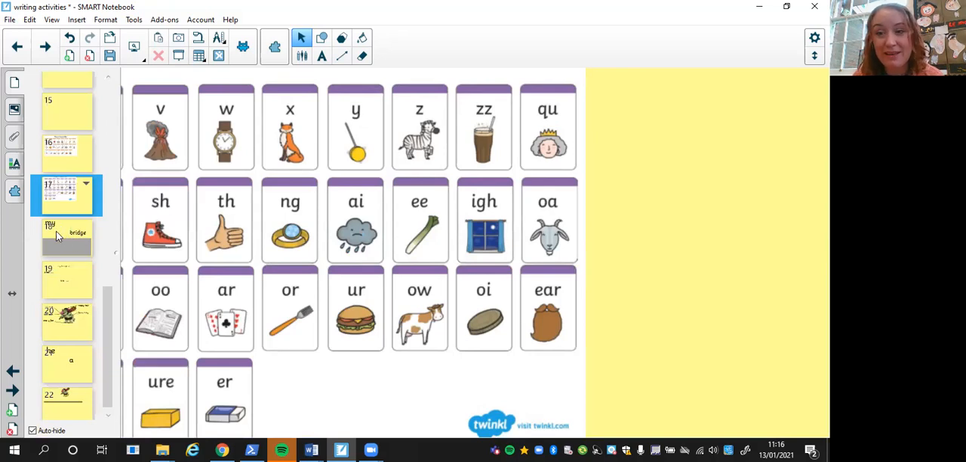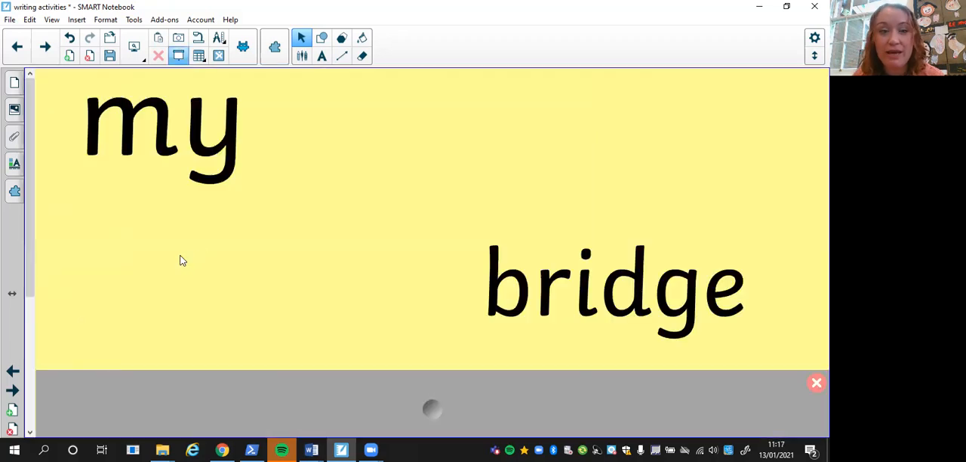Shall we have a look at them together? Maybe you can make a note of these on your paper to refer back to later. The first tricky word that we have is my. M-Y spells my. My sausages. My shoes. My bag. My toys. M-Y spells my. Do you like to have a go at writing that?